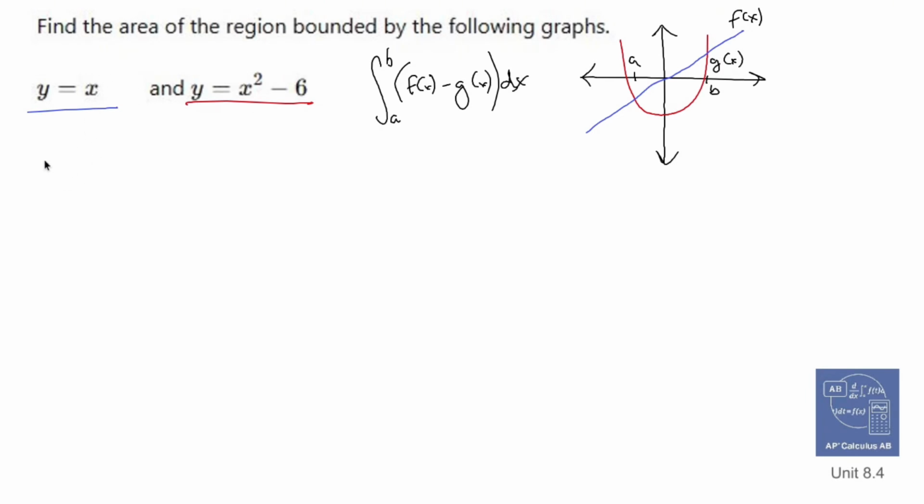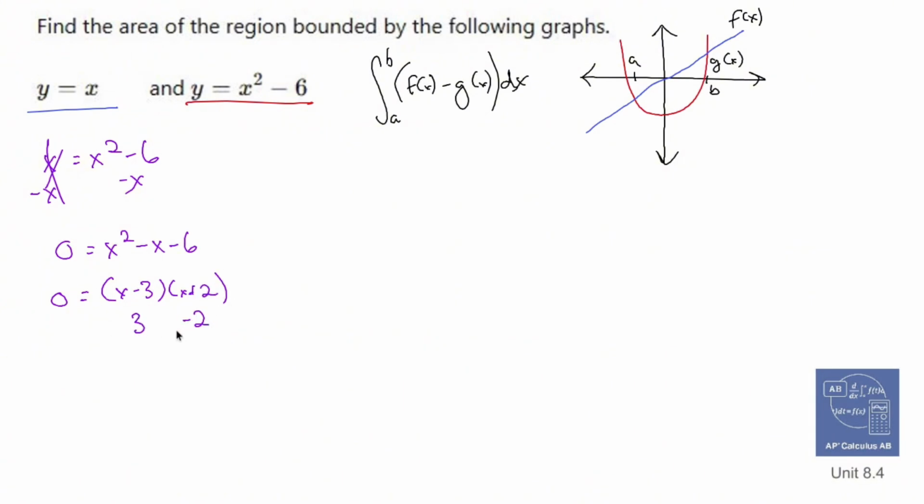So I'm going to set these equal to each other. I'm going to have x equals x squared minus 6. Let's subtract x from both sides. 0 equals x squared minus x minus 6. Factor that out: x minus 3, x plus 2. And my zeros are going to be at positive 3 and negative 2. So those are going to be my limits of integration. I'll make the smaller one a, the larger one b, like so. And now we have enough ammunition to plug stuff in.